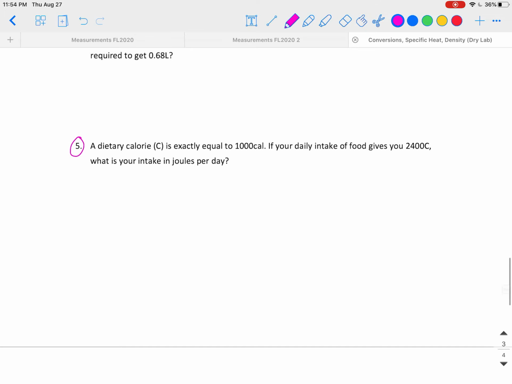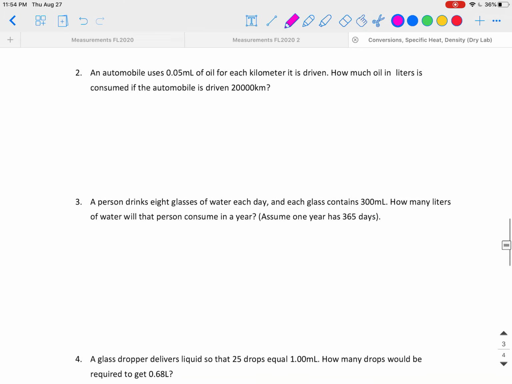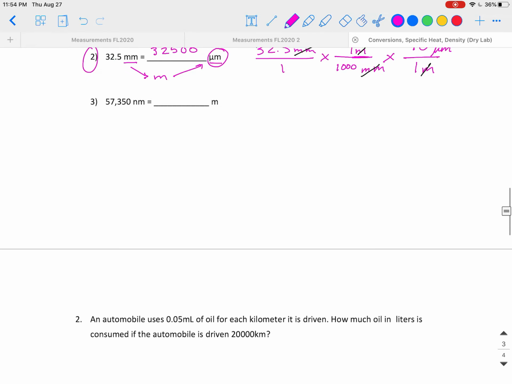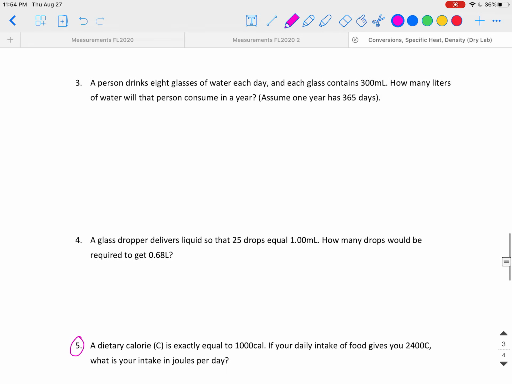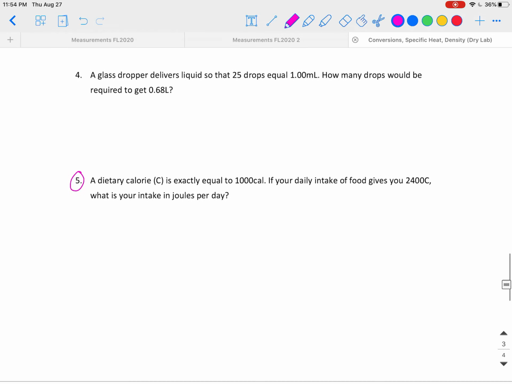Okay, I've just scrolled down a little bit from our prefixes stuff. So we worked that problem in the previous video, and I kept scrolling. I'm going to now work number 5 under that same section. So this is more of a complex conversion problem.